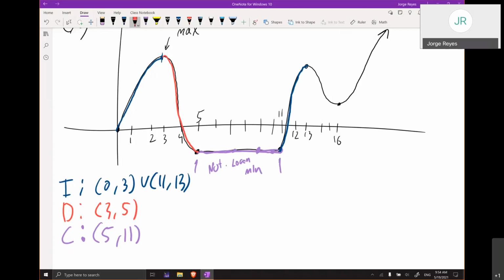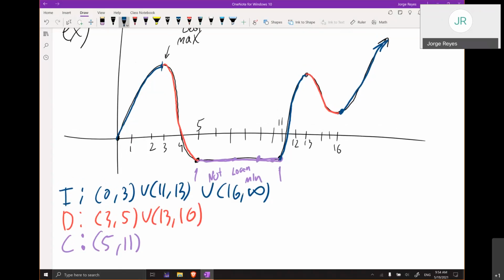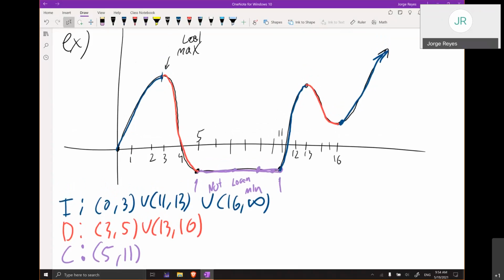And then from 13 to 16, I start going down. And then after 16, I go up forever. So 16 to infinity. And that is where my function is increasing, decreasing, and constant. And we actually have a max here, a local max, and down here, we have a local min. So hopefully not too difficult.